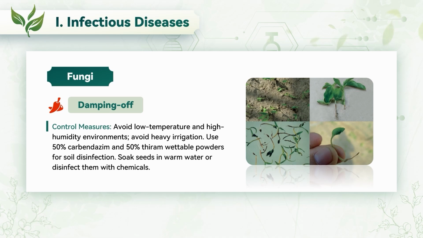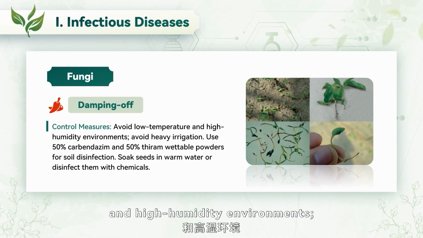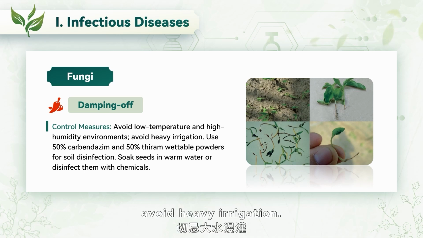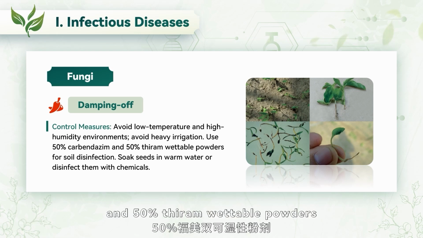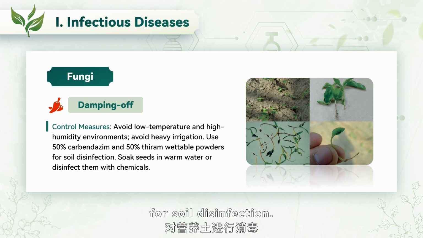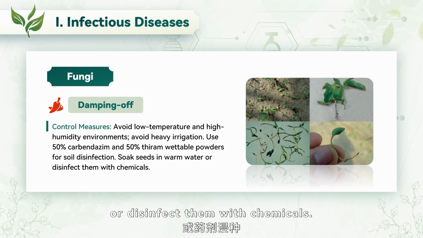Control measures. Avoid low temperature and high humidity environments. Avoid heavy irrigation. Use 50% carbendazim and 50% Tiran wettable powders for soil disinfection. Soak seeds in warm water or disinfect them with chemicals.